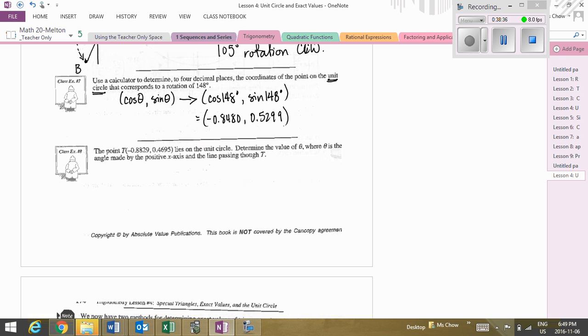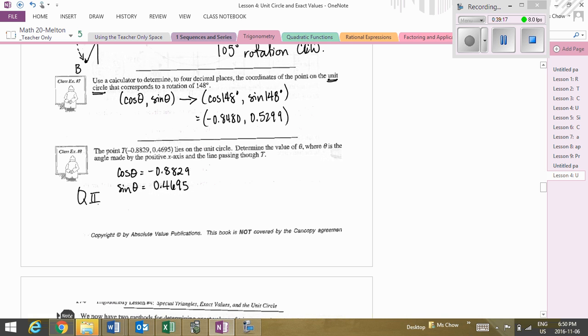For class example number 8, we're doing just the opposite. It tells us that it lies on the unit circle, and so again we recognize that cosine of theta must equal -0.8829, and sine of theta must equal 0.4695. And the nice thing is that you can use either one to figure out what your reference angle is. You could choose one and then use the other one to double check your work. Because the x is negative and the y is positive, then we know that we are also dealing in quadrant 2, so that's also good to note.